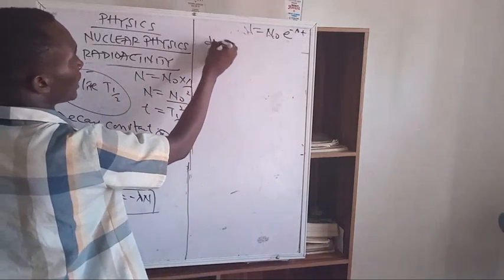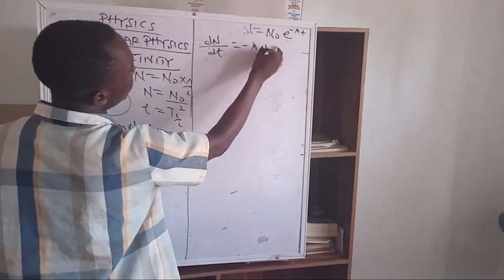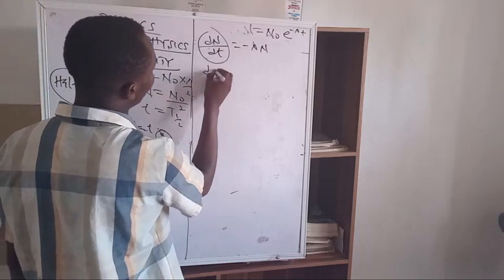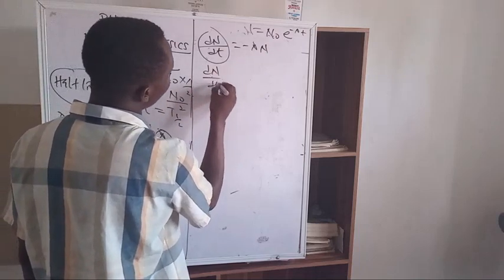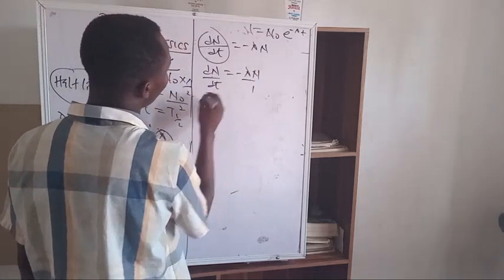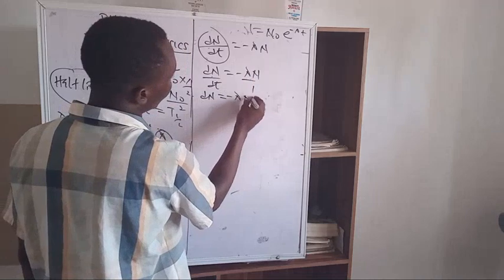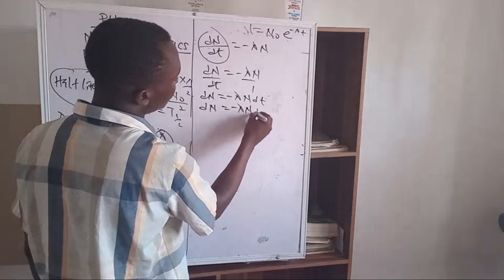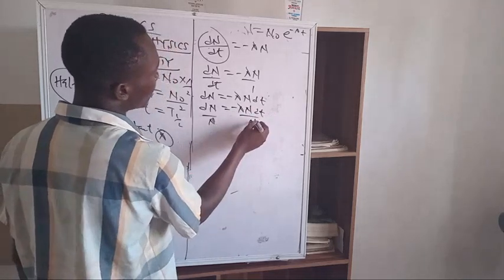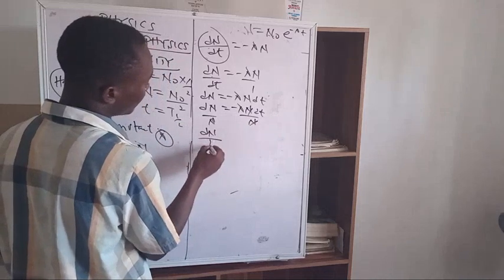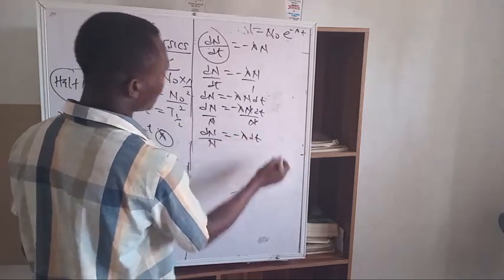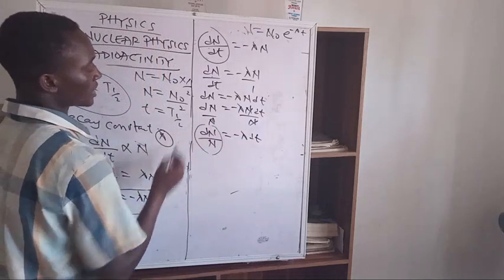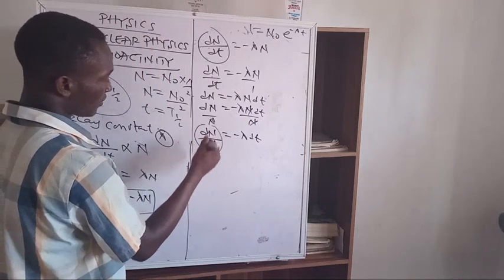So from dN over dt is equal to minus lambda N, which I said is called the disintegration per second, if I move dt to the other side, I have dN is equal to minus lambda N dt. Let me divide both sides by N. So I have dN over N is equal to minus lambda N dt over N, and the N cancels. Then I have dN over N is equal to minus lambda dt. If dN over N is equal to minus lambda dt, what I'm going to do is find the integral of that.